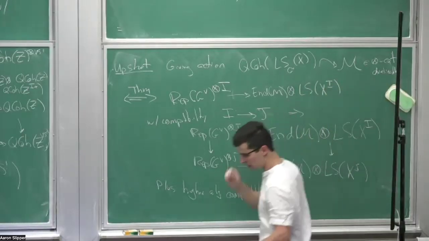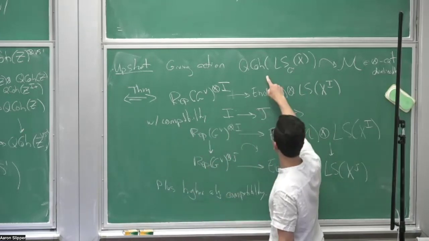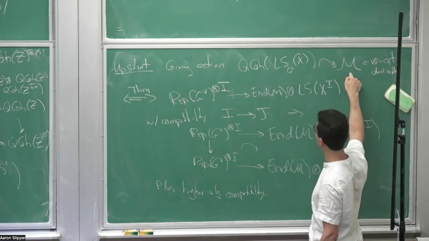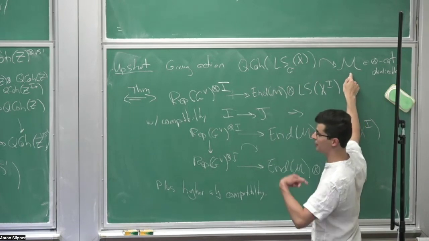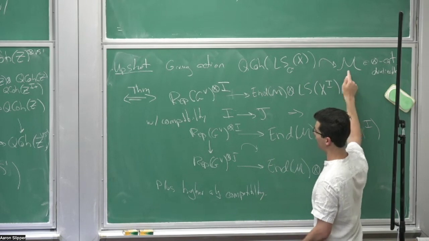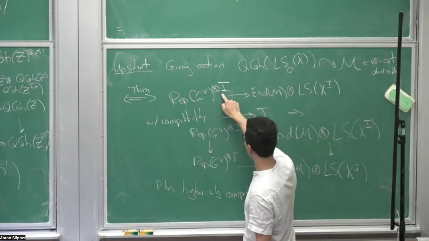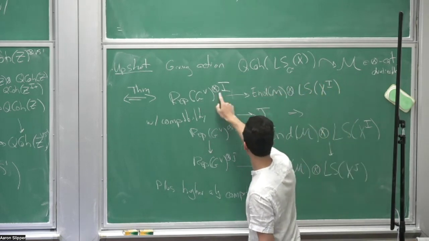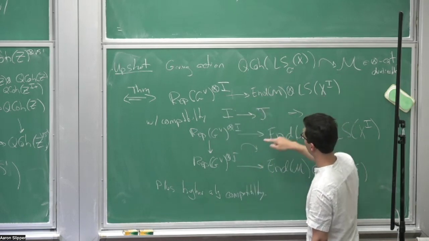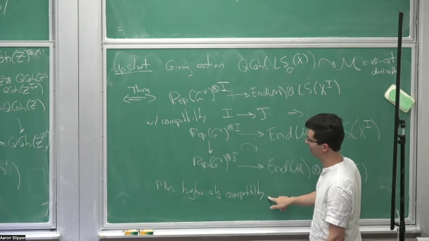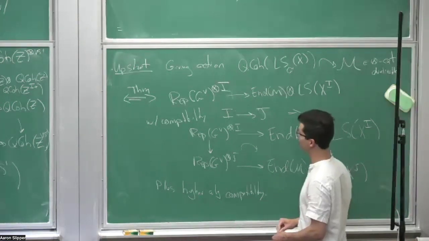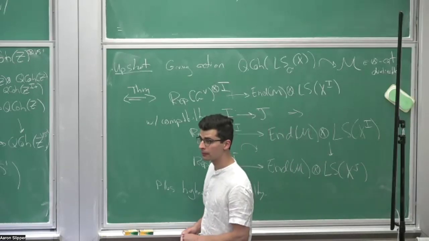Okay, so let me go from the beginning. Giving an action of quasi-coherent LS of X, G check on M is the same as giving a compatible family of actions for each finite set from Rep G check tensor I to End M tensor LS of X index I, and then this commutative diagram plus some higher algebra.